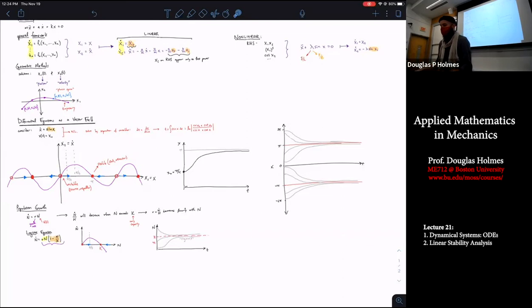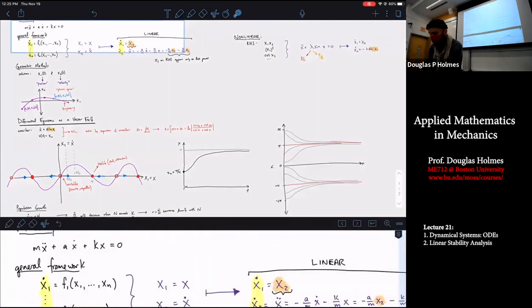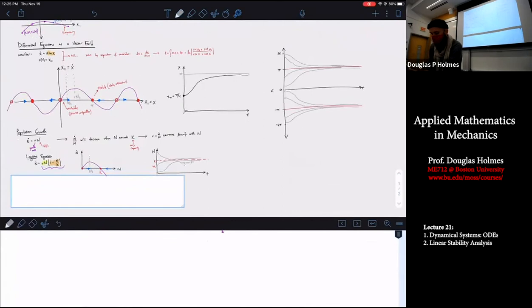I'm sure there are some of you who are kind of uneasy about the lack of quantitative information that we're extracting from this. There are some quantitative features that we can extract, especially about the nature of these fixed points. We can determine the stability of these fixed points quantitatively without relying on graphical methods. And the way to determine the stability of fixed points is by using what's referred to as linear stability analysis.